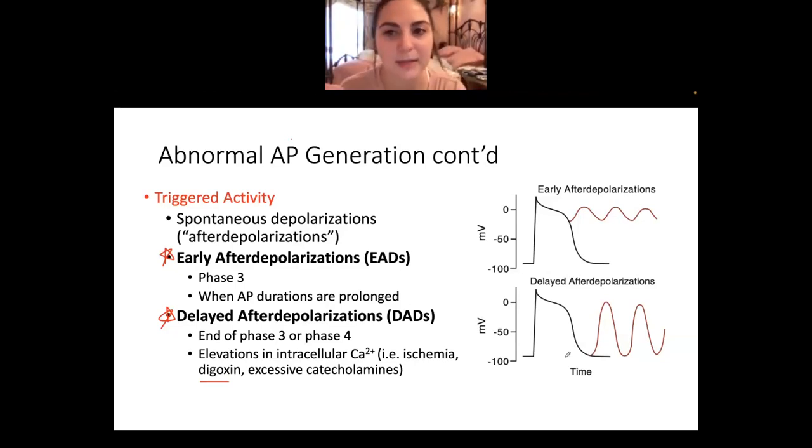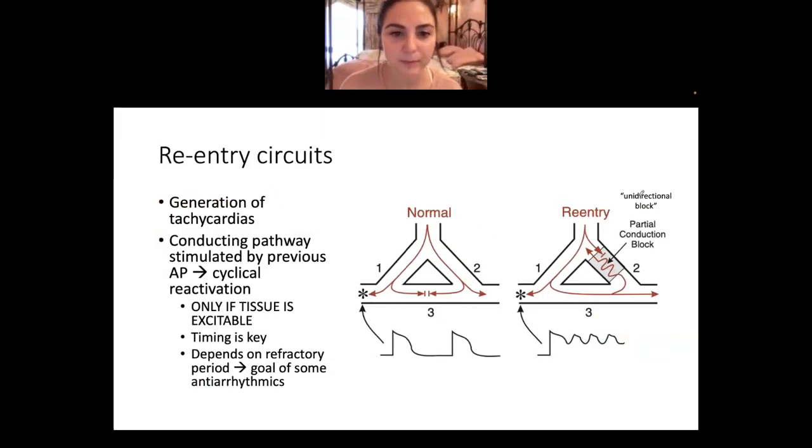But that's all it is. It's a depolarization happening within one of those refractory periods at various phases, after the action potential that just happened. Hopefully that makes sense. Don't dwell too much. It's more of a terminology thing. If you see these terminologies, that's all they're talking about. And of course, these can then trigger an arrhythmia. Because again, anything that's just not normal can trigger an arrhythmia.